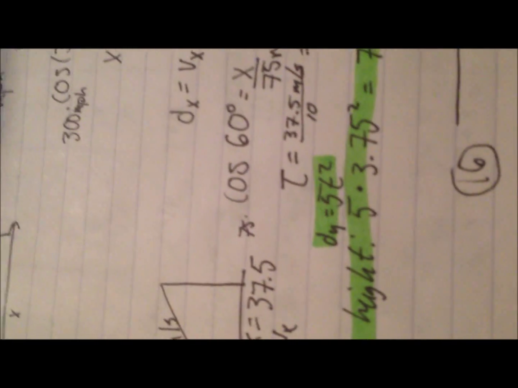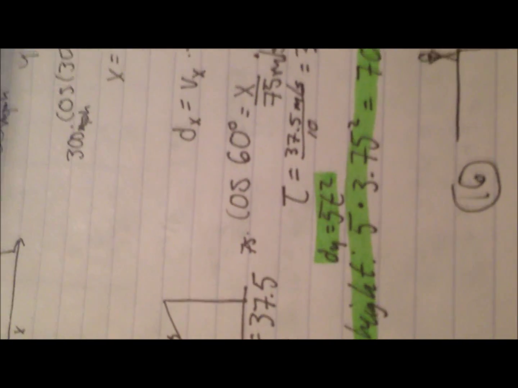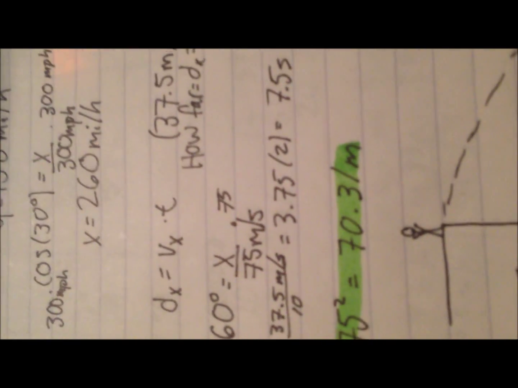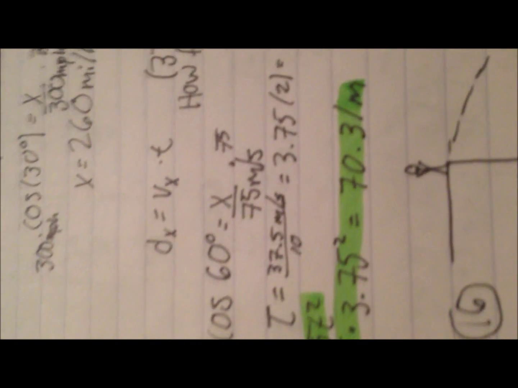Then we use our dx equals vx times time to find our dx. We plug in what we know, and how far it goes is 281.25 meters. For our dy, we use 5t squared. To find our max height, we plug in what we know, and we get 70.31 meters.